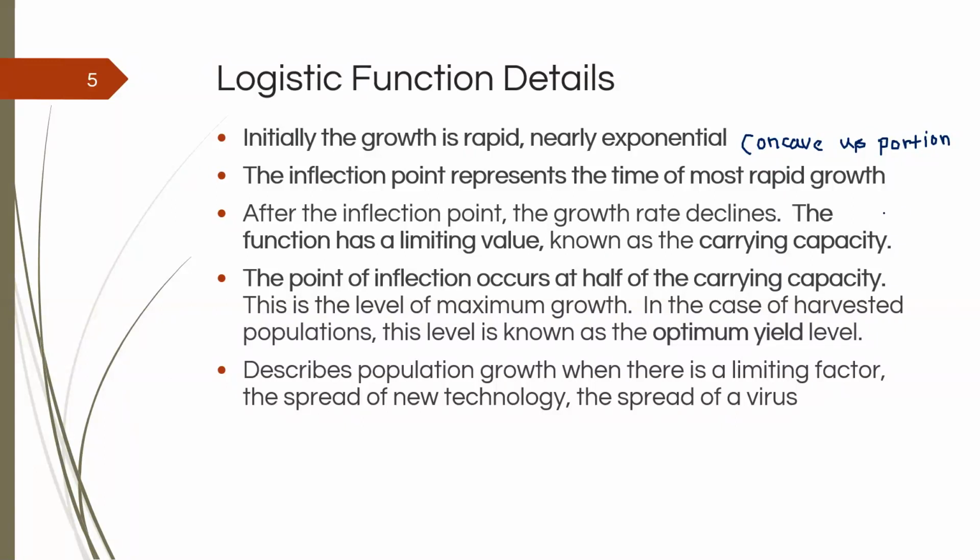The inflection point represents the time of most rapid growth, and we talked about those superlatives, fastest growth, steepest slope. That is all at the point of inflection. After the point of inflection, so this was talking about the concave down portion of the graph, the growth rate declines. So it's still increasing, but at a decreasing rate.